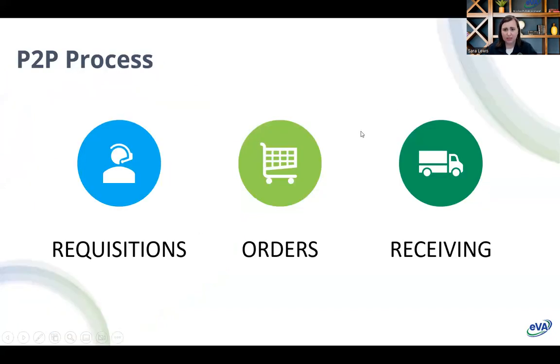So the P2P process, this is a high level. I'm sure you've heard of P2P. It stands for procure to pay, and really, it's just the small purchase process, so small dollar value purchase process. First of all, you start with requisitions, and that's what we're going to be talking about today. Next week, we're going to go over the orders and receiving part, so I'm going to refer back to this next week. But for today, we're just going to talk about requisitions.